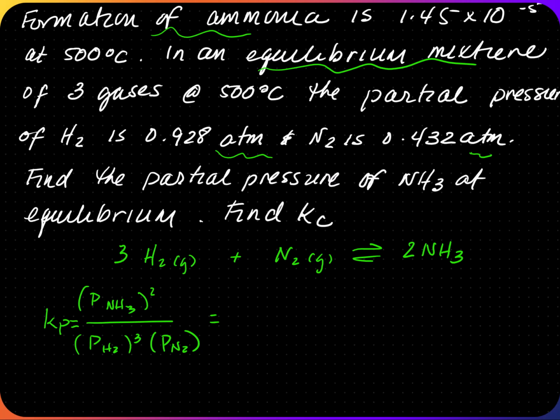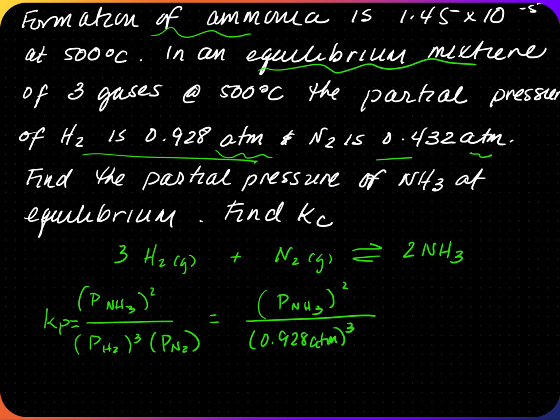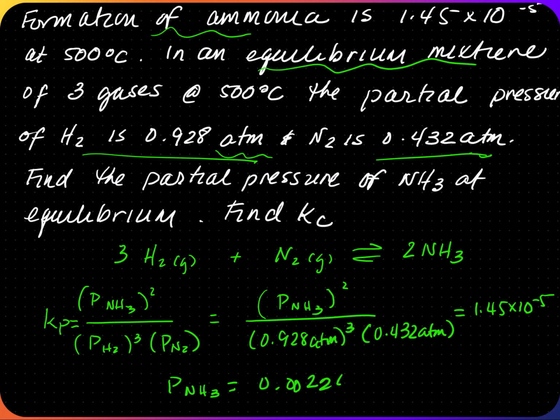Ammonia, we don't know, we're looking for that. That's going to be PNH3 squared divided by H2 partial pressure, which is 0.928 atm cubed. My nitrogen is 0.432 atm. This is going to equal the Kp constant, which is 1.45 times 10 to the negative fifth. And if you solve for this, you get PNH3 equal to 0.00224 atm. Since it's partial pressure, we need to put the proper unit. If you're struggling with math, isolate partial pressure of ammonia before you solve.